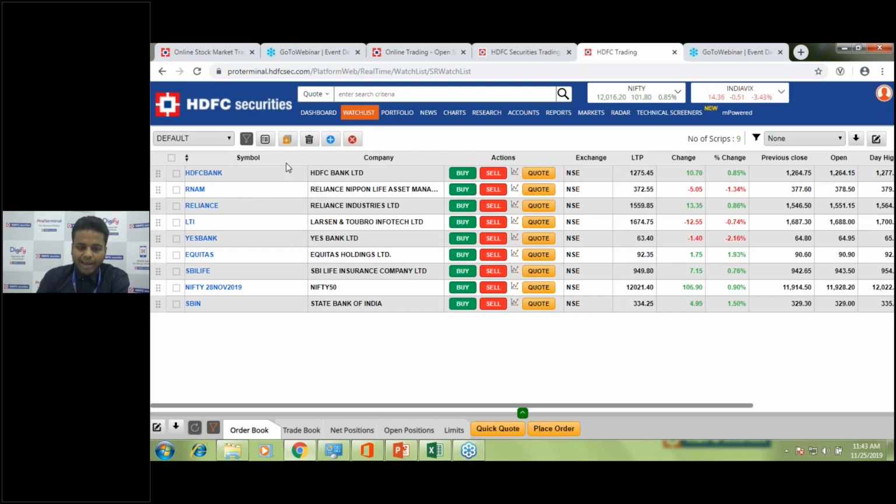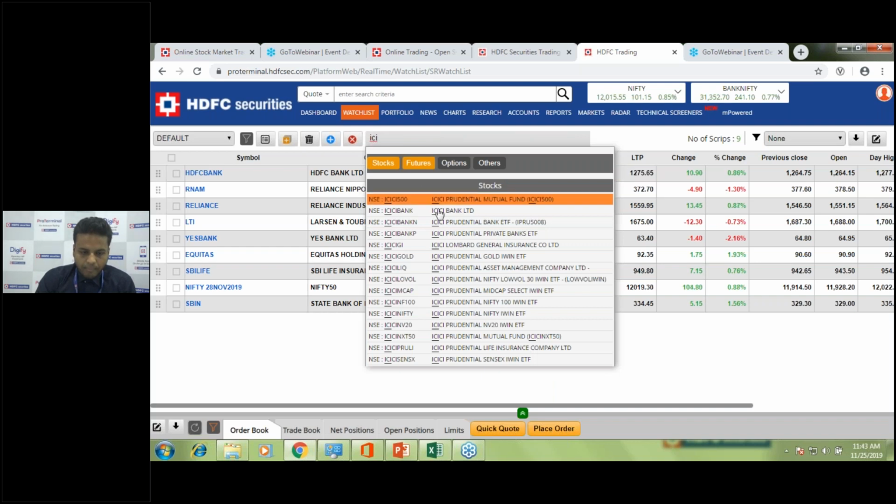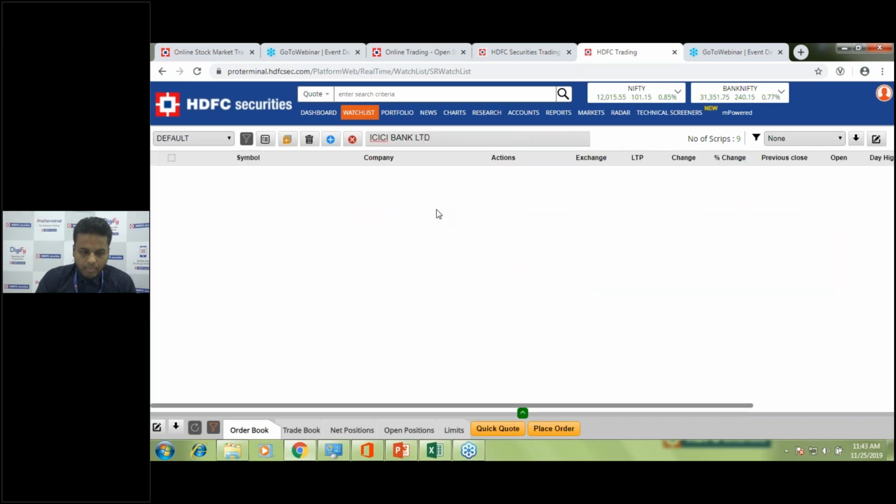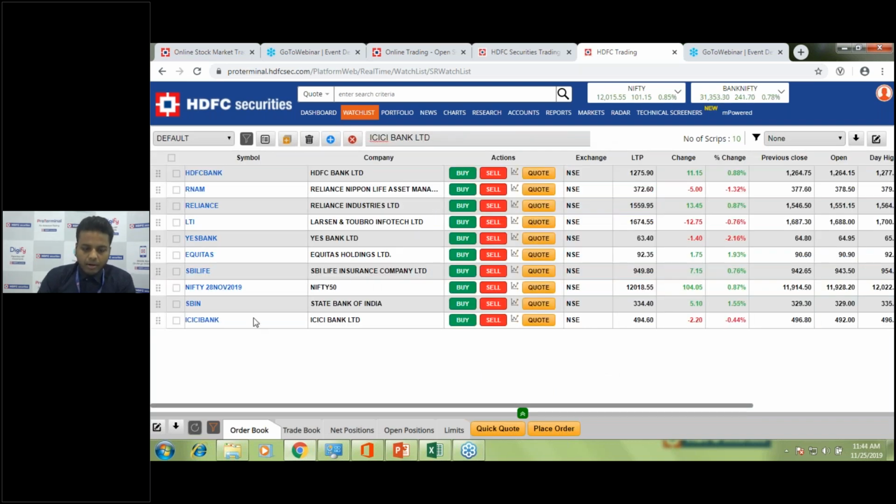In case you want to add any stock, you just have to click on this plus sign and add whichever company you want to add. Let me go with, let's say, ICICI Bank, and you can see ICICI Bank has now been added.